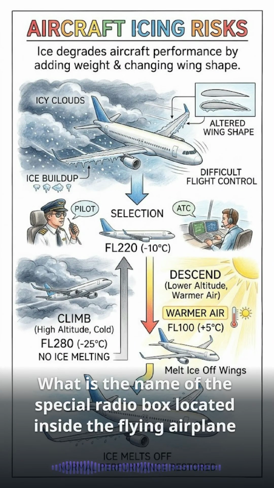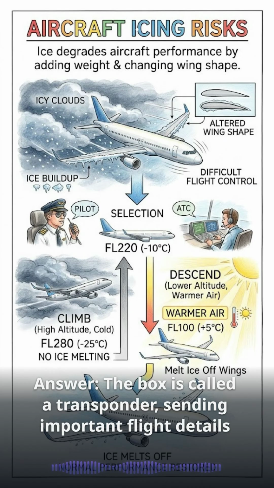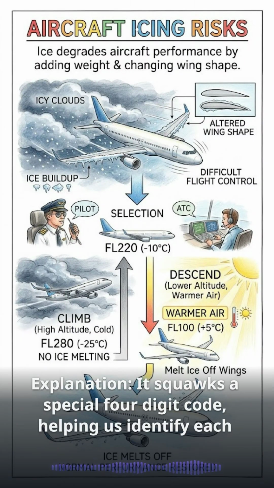42. What is the name of the special radio box located inside the flying airplane cockpit today? The box is called a transponder, sending important flight details down to our busy control tower. It squawks a special 4-digit code, helping us identify each specific airplane on our screen.